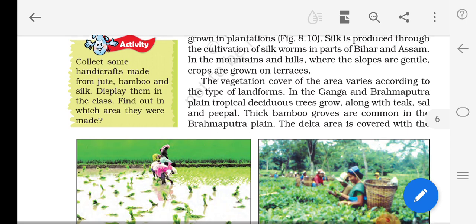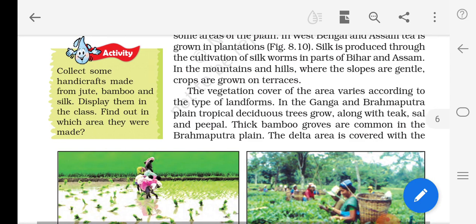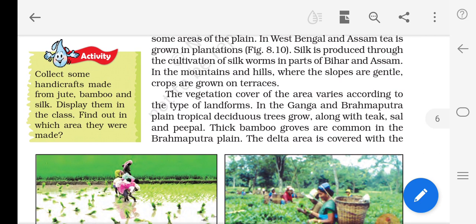Let's see. Before that there is an activity. Collect some handicrafts made from jute, bamboo and silk. Display them in the class. Find out in which area they were made. Okay children, when you come back to the class, we will do this activity and display the things made of jute, bamboo and silk in our class.